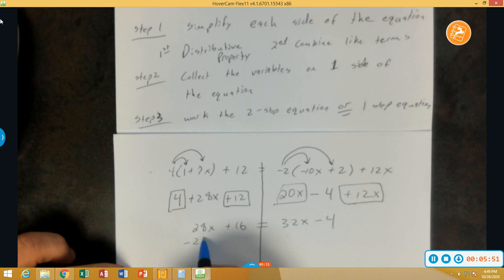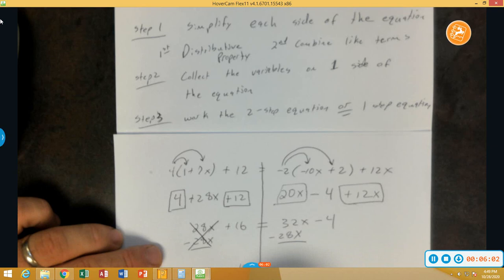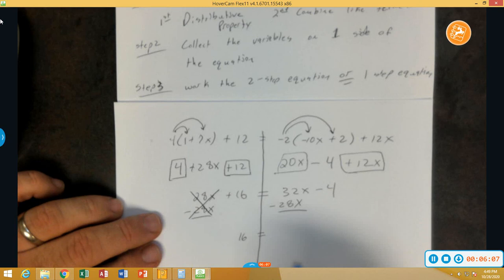I'm going to subtract 28x from both sides. 28x minus 28x, we just removed them. They're gone. We're left with only 16. Oops, I've run out of space here. Sorry. We're left with 16. 32x minus 28x is 4x, and we bring down the minus 4.